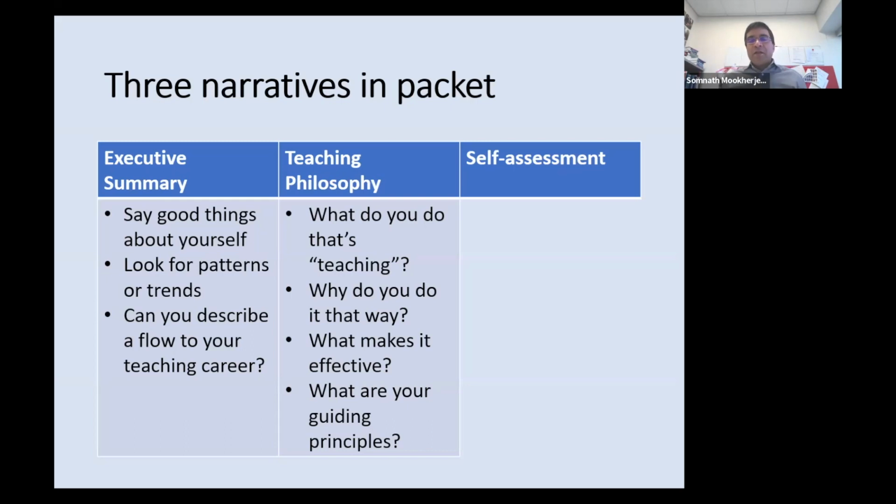All right, so the teaching philosophy piece. This is, I've noticed, a really, really hard thing to get started on without much guidance. So I'm going to provide some guidance for how you write your teaching philosophy. So start with the very basic. What do you do that's teaching?